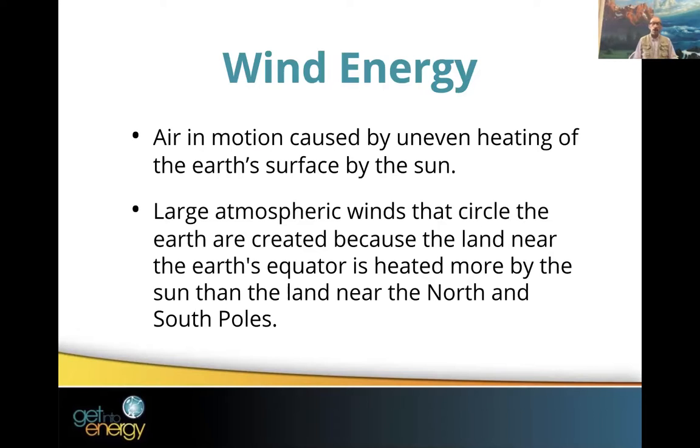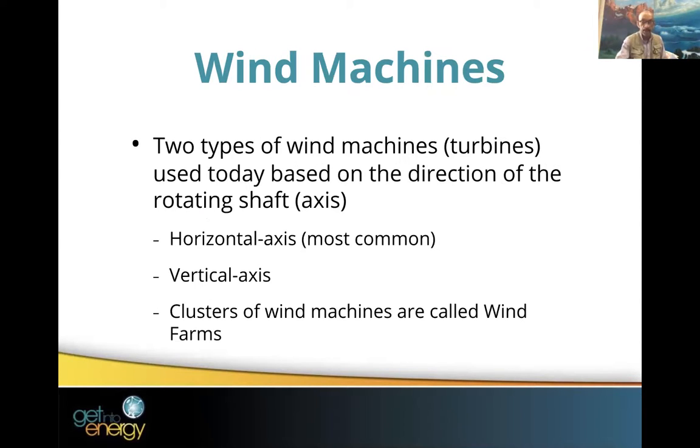Now, wind energy. Air in motion caused by uneven heating of the Earth's surface by the sun. Large atmospheric winds that circle the Earth are created because the land near the Earth's equator is heated more by the sun than the land near the North and South poles. So our planet goes through what we call uneven heating.